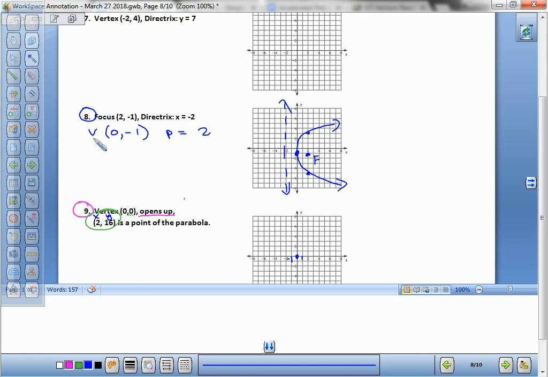And then the equation would be x minus the x value, which is 0, equals 1 over 4 times p, which is 1/8, times y minus the y value, squared. Plus 1.